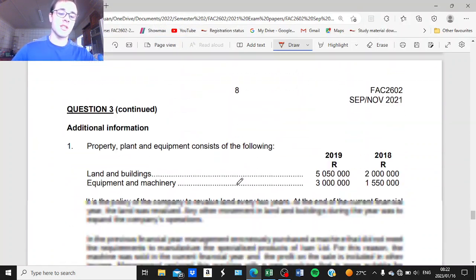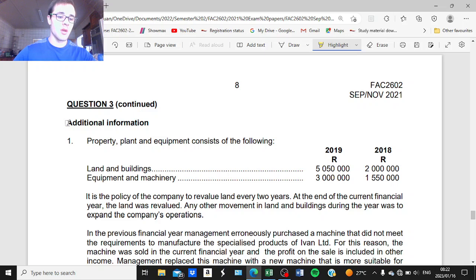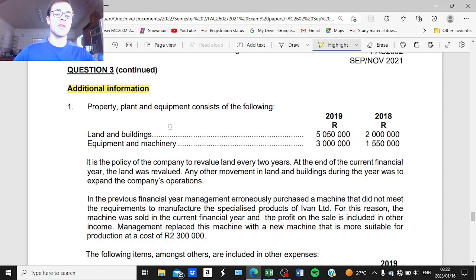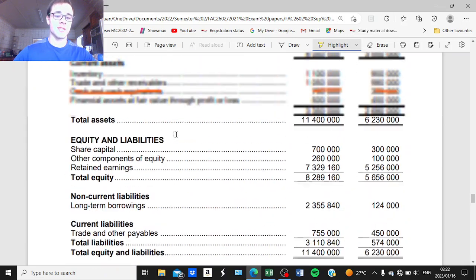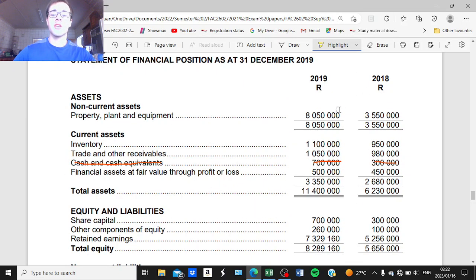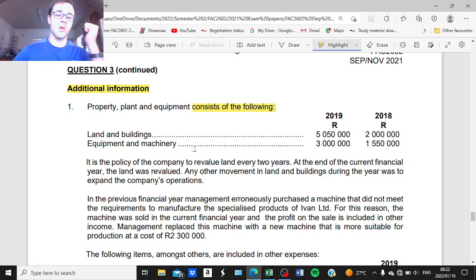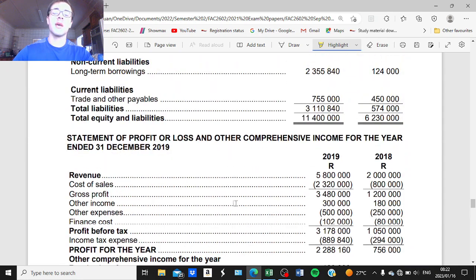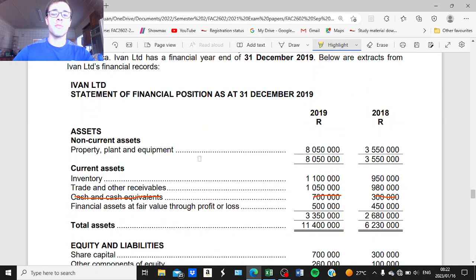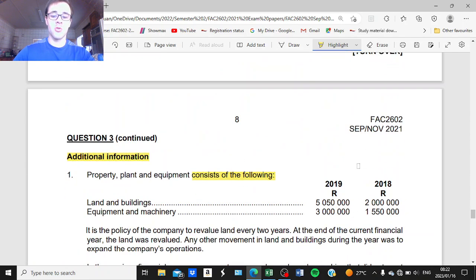Okay, so let us proceed to additional information. Point 1 says the following. Property, plant and equipment, which is shown under non-current assets in the statement of financial position. So these two balances, that being the opening and closing balance of property, plant and equipment, consist of the following. It includes land and buildings as well as equipment and machinery. These are the only items that are included in property, plant and equipment. Please keep in mind that property, plant and equipment is shown at carrying value in the statement of financial position. So these amounts will also be shown at fair value or carrying value.